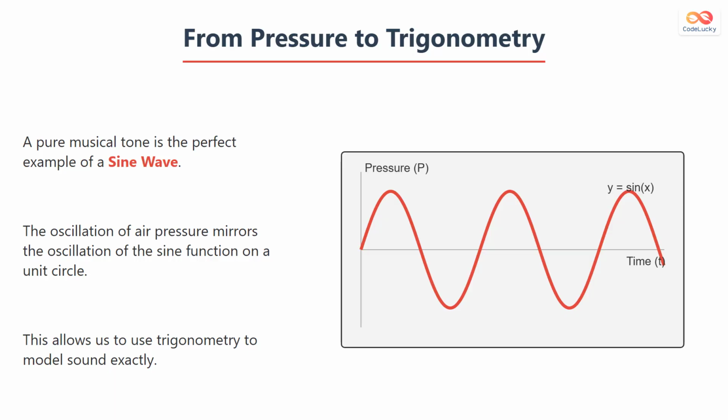This is where trigonometry comes in. If we plot that air pressure over time for a pure musical tone, the shape we get is identical to the sine wave. This means we can use the sine function, y equals sine of x, to perfectly model sound waves. The oscillating pattern of the wave matches the oscillating pressure of the air.